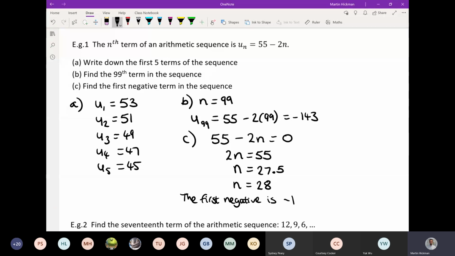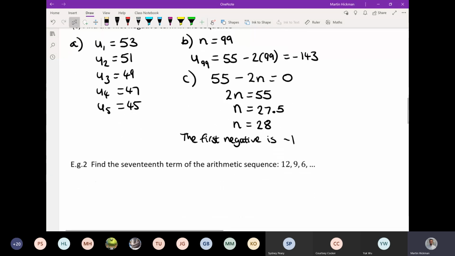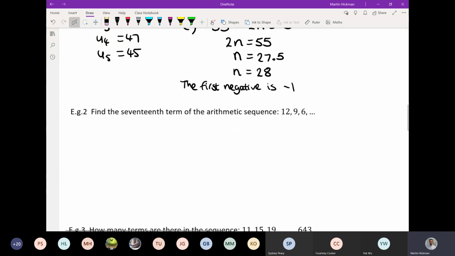Obviously, we want to round up here because the sequence is going down. So 27.5 gives you 0. So if you want to get into negative numbers, you're going to need to round up. Okay, if you put in n equals 27, it'll give you positive 1. Right, if you have any questions, let me know in the chat. Yeah, well done, Sharon as well. Minus 143, fantastic.